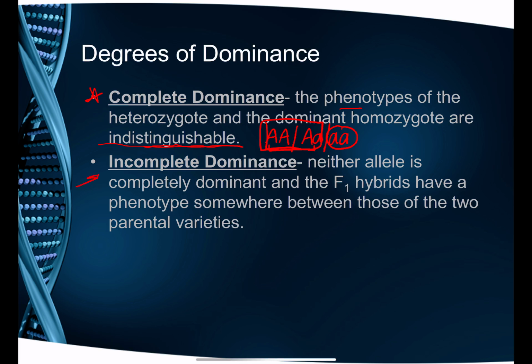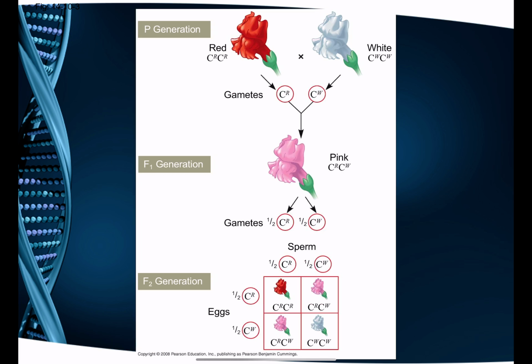The first one that's new today is incomplete dominance. In incomplete dominance, neither allele is completely dominant. Remember, the allele is like a letter. And so you have a hybrid that has a phenotype somewhere between both parents. So in incomplete dominance, you really have an option for three phenotypes, whereas in complete dominance you have two. In incomplete, you have three. Let me show you an example of incomplete dominance, okay?